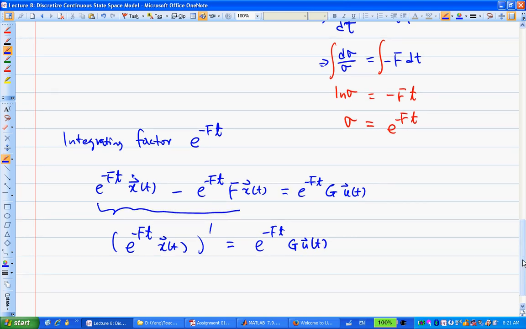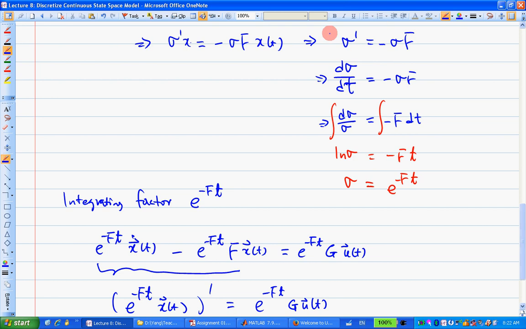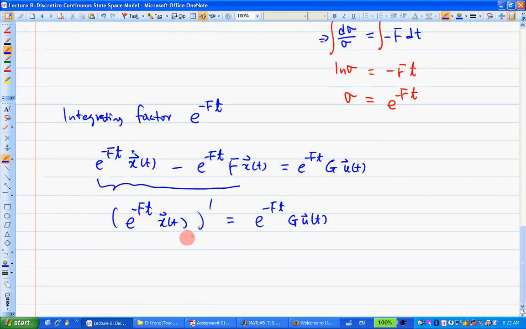Okay. So far so good. Now we're going to apply similar techniques to the ones used over here. That's the first order. This is the homogeneous one now. So this whole side here, this is x prime.